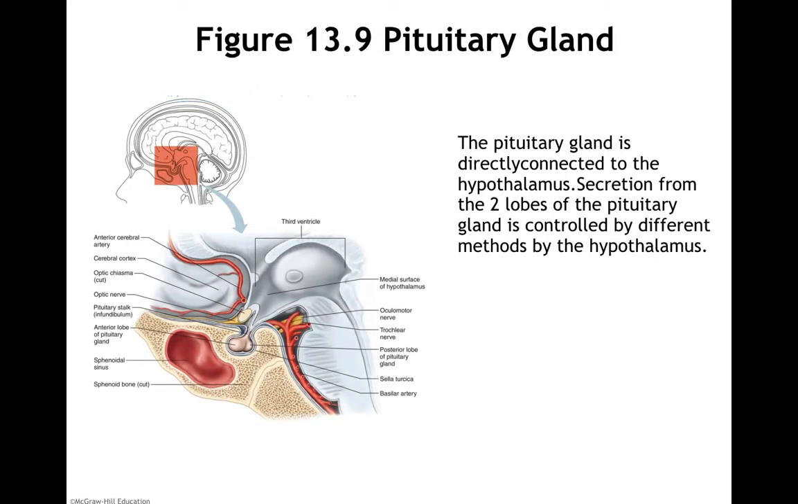It has a direct connection to the hypothalamus through that infundibulum, and secretion from the two lobes of the pituitary gland is controlled by different methods by the hypothalamus, so the two sides of the pituitary gland.